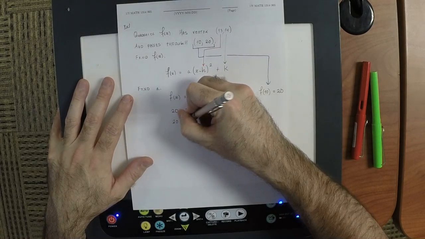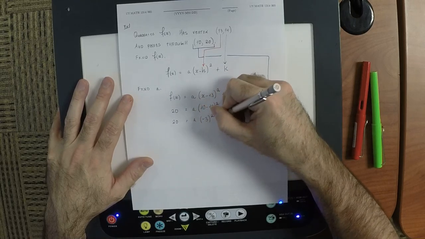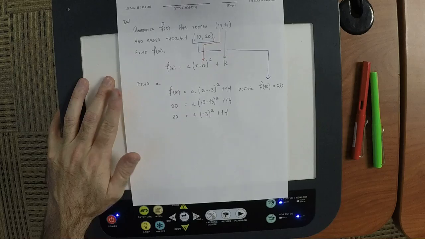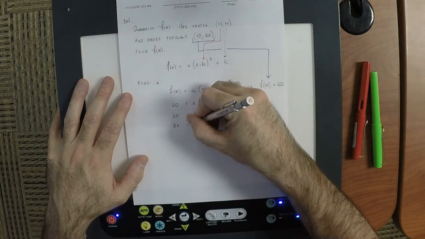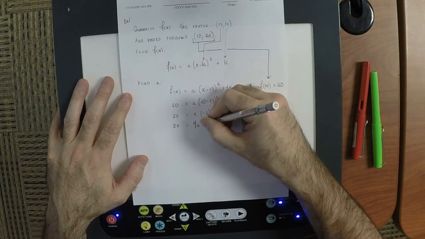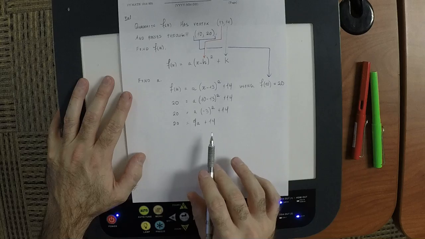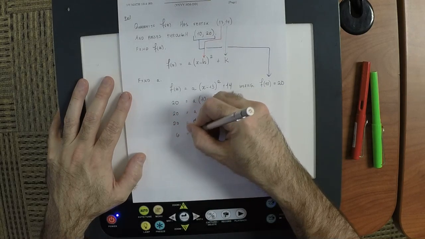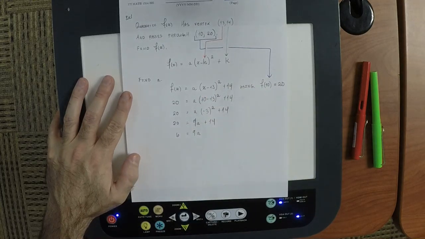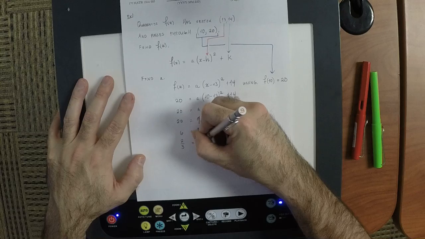Maybe we'll do it in two steps. So negative 3 squared plus 14. So 9a plus 14. So what do we need to do? Okay, so then 6 equals 9a. Then? Very good. 2/3 is a.